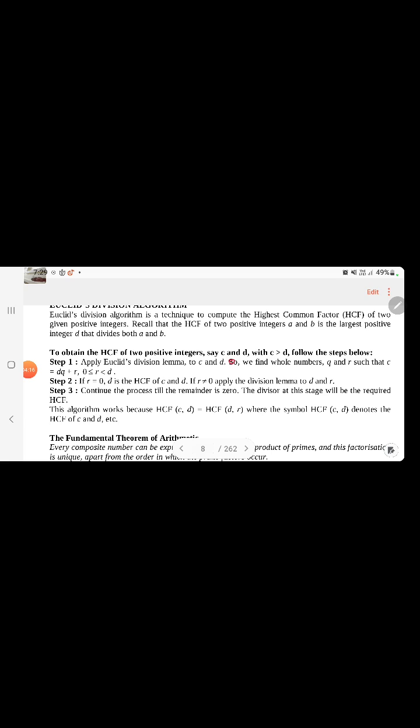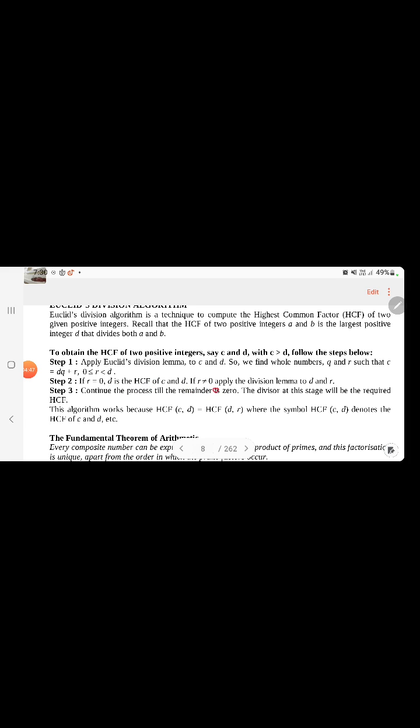Let us say the two integers are c and d. C should be greater than d. The steps to be followed are, first in step 1, apply Euclid's division lemma to c and d, to find the whole numbers q and r such that c equals dq plus r, where r lies between 0 and d. If r is equal to 0, d is the HCF of c and d.